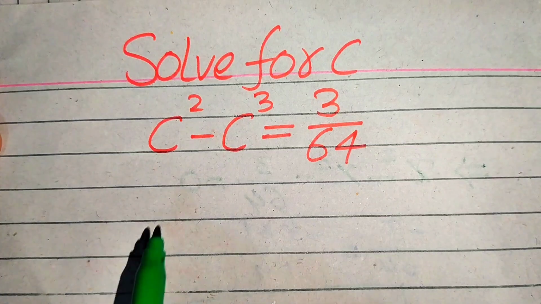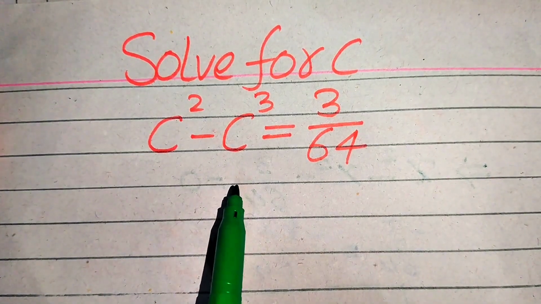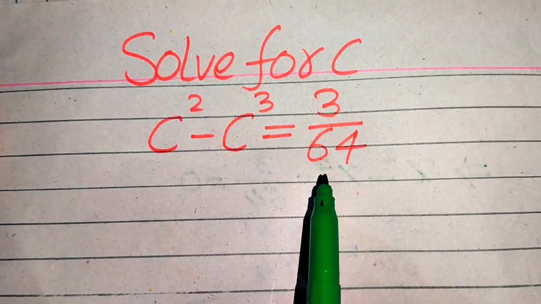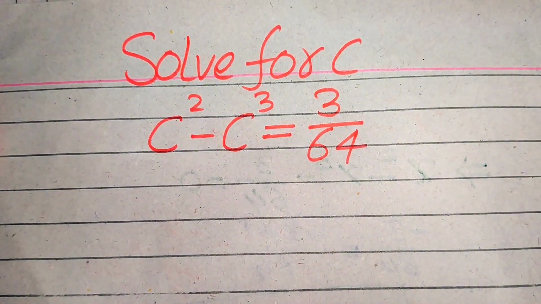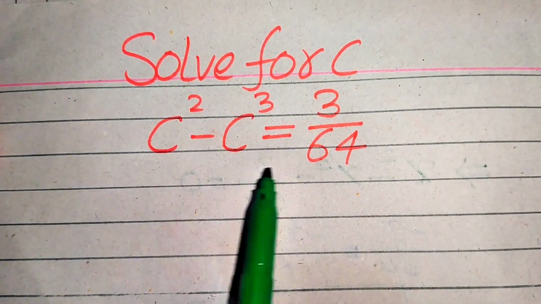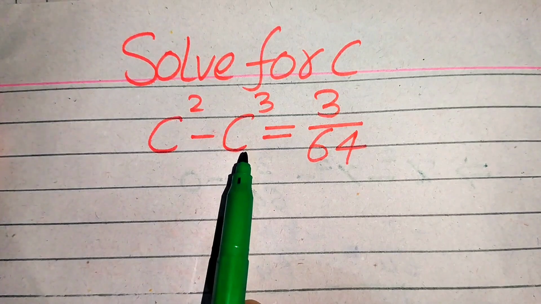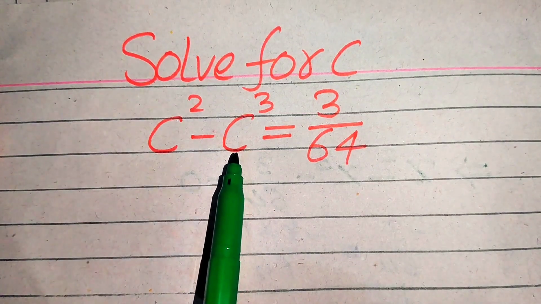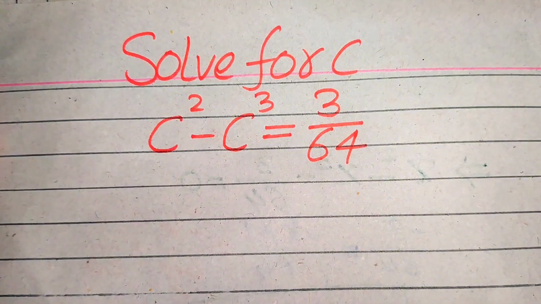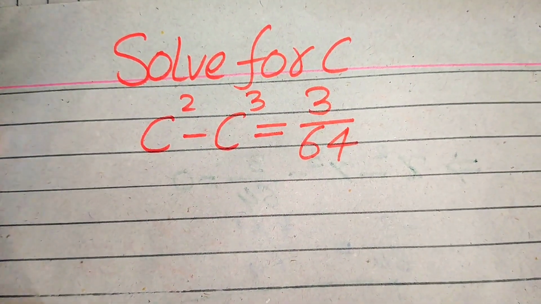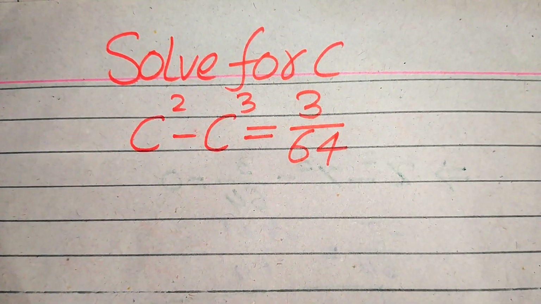So here we have c square minus c cube equals 3 over 64, and we solve this problem for the values of c. Here you see that this is a third order equation, or in other words a cubic equation. It means that this equation has 3 roots. So now here we find all of those 3 roots.